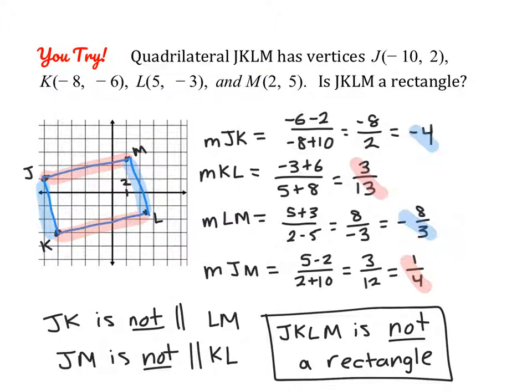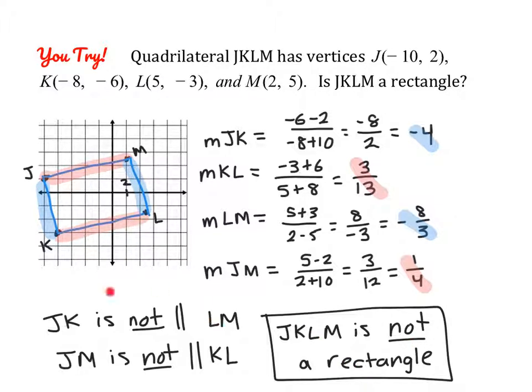All right, so let's check our work. So here you can see I plotted the points J, K, L, M, and I went through the process of finding the slope of each line segment. So right off the bat, you might notice that none of them are the same. So that means that JM is not parallel to KL, and JK is not parallel to ML. You'll also notice that while these two are perpendicular, these two are not. So this is not even a parallelogram, so it is definitely not a rectangle.